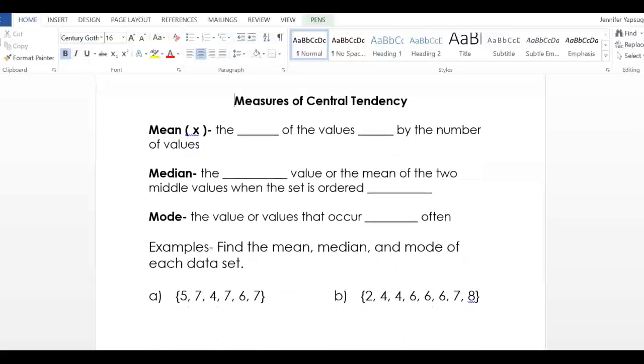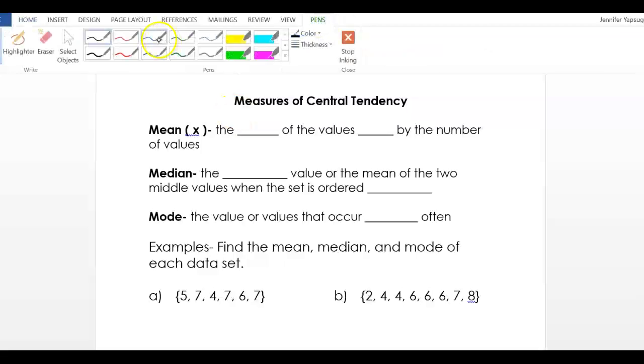So mean, and you can see this notation sometimes will be referred to as just X bar, is going to be the sum of the values divided by the number of values. So again, that is like what you probably learned in elementary school as the average, even though all three of these terms can be used as an average. So again, it's the sum of the values divided by the number of values that are there.